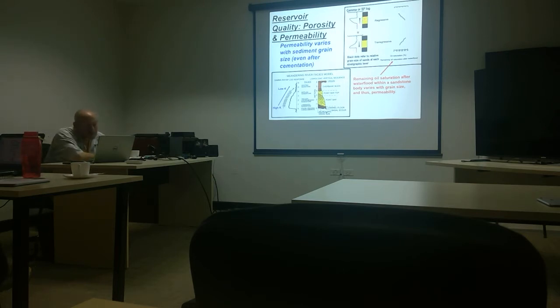So at any rate, here's another example. It's getting coarser grained upward, shown by the gamma log, and cleaner. And here you see the remaining oil saturation after the water flood, and you see now just the opposite trend, that you've still got a lot of remaining oil saturation below and much less above, because you had a better sweep efficiency in the more permeable upper beds.